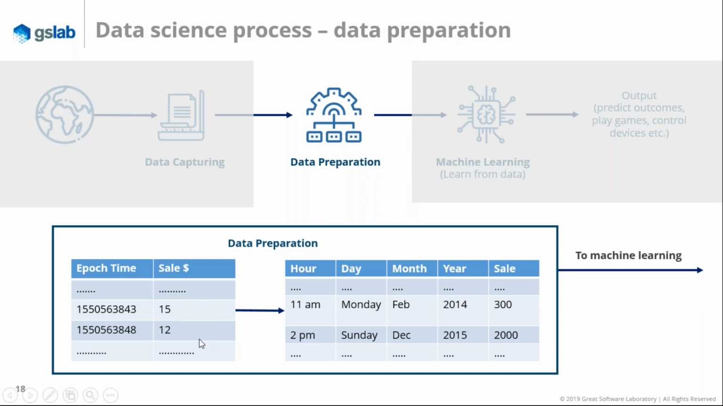So the original data you can see here is the sale data for, let's say, a company. It contains the sale for every second since epoch. Epoch is 1st Jan 1970 midnight. So you have the data, sale data for every second. Now you can see that your sale will not depend on how many seconds have passed since epoch. If you give this data directly to the machine learning step, it may not find any patterns.